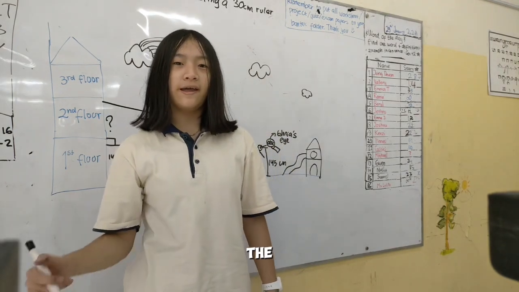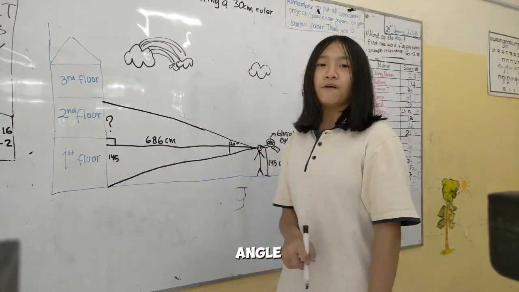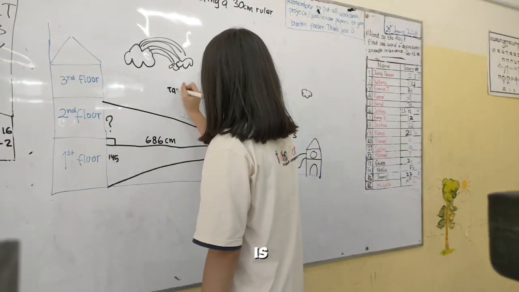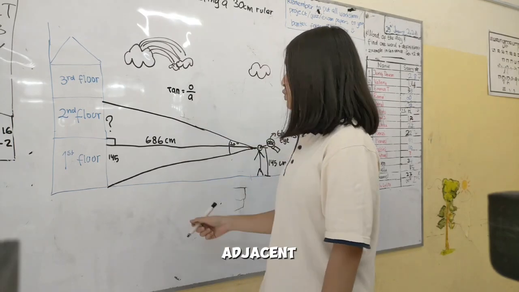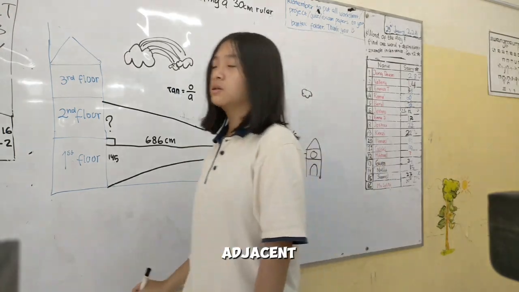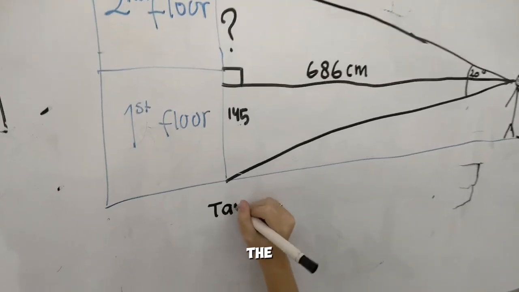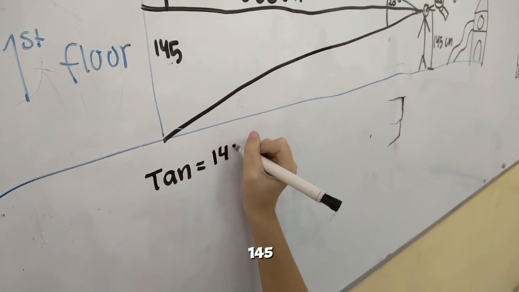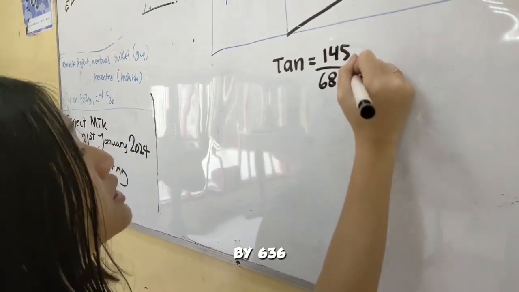Next, we find the angle of depression. So, to find the angle of depression, we use the tan formula, which is opposite divided by adjacent. So this is the opposite, and this one is the adjacent. And we will insert it to the formula, so it will be tan, 145 divided by 600 centimeters.